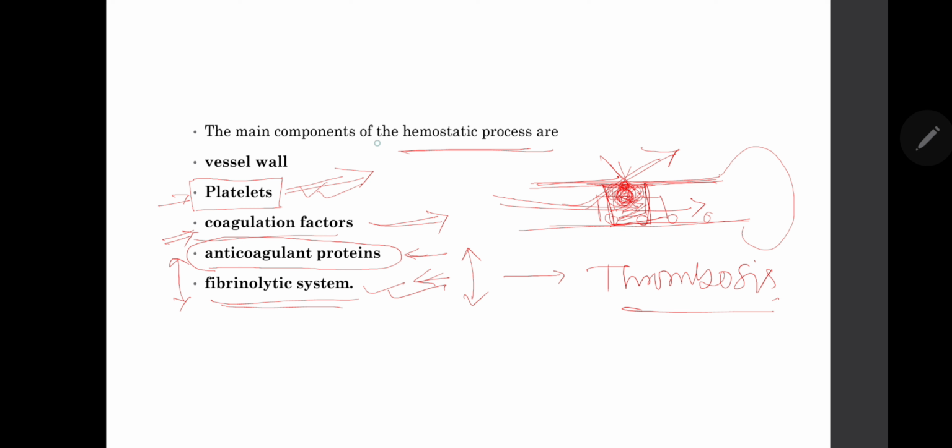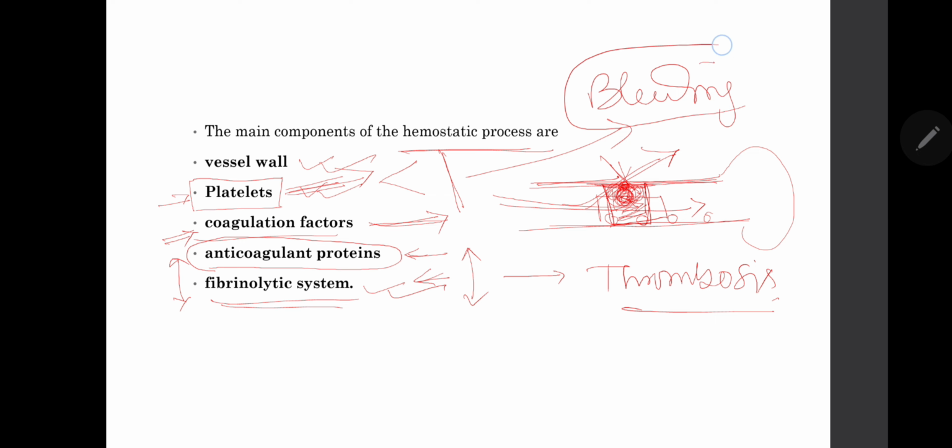If the blood vessel is leaky, or if there is a problem in the quantity or quality of platelets, or a problem in the quantity or quality of coagulation factors, if there is a deficiency or problem in these three, there is an increased chance of bleeding. So these are the three causes. And if the two proteins and systems, anticoagulant and fibrinolytic, are not activated, then there will be a chance of thrombosis.